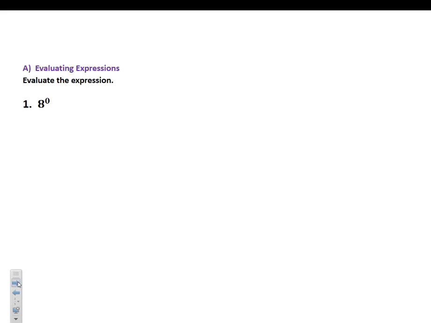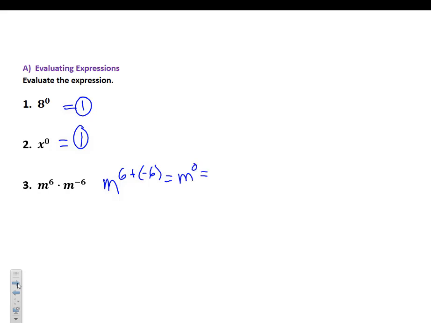A couple more quick examples. When we evaluate these expressions, we have 8 to the 0. This one's tough. It's 1. Anything to the 0 power is 1. If I add x to the 0, we just talked about it. It's 1. If I have m to the 6 times m to the negative 6, this gives us m to the 6 plus a negative 6, which equals m to the 0, and it is equal to 1. Anything raised to the 0 power is equal to 1. And 5 to the 7th divided by 5 to the 7th, that would be 5 to the 7 minus 7, which equals 5 to the 0, and of course, that is 1.